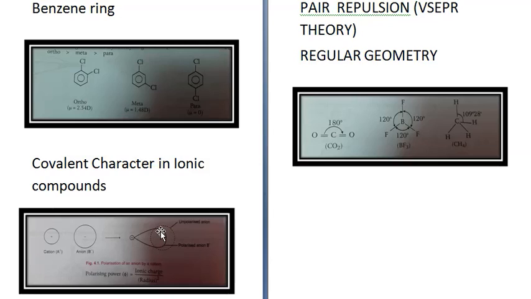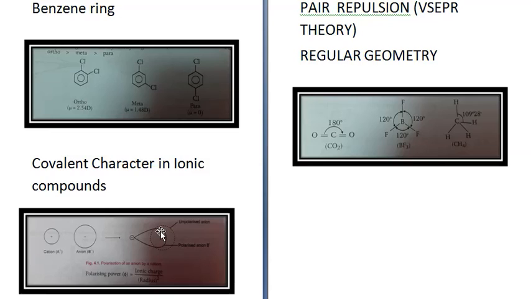Out of two ions having same size and charge, the ion with pseudo noble gas configuration will have higher polarizing power than noble gas configuration. What is the meaning of pseudo noble gas configuration? That is, ion having 18 electrons in outermost shell will have more polarizing power than noble gas configuration. In noble gas configuration, ion has only 8 electrons in outermost shell. For example, CuCl will have more polarizing power compared to sodium chloride.